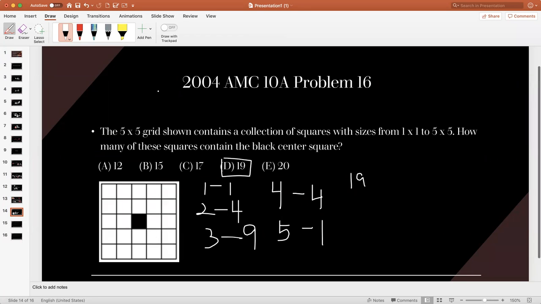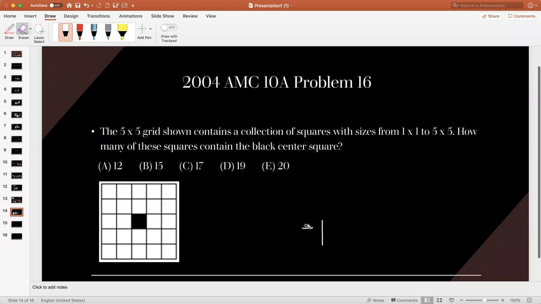This is one way to solve the question. Then we have another way to solve the question. In this grid, we could count the total number of squares there are, and then subtract off all the squares that do not work. For example, the squares that do not include the center black square.